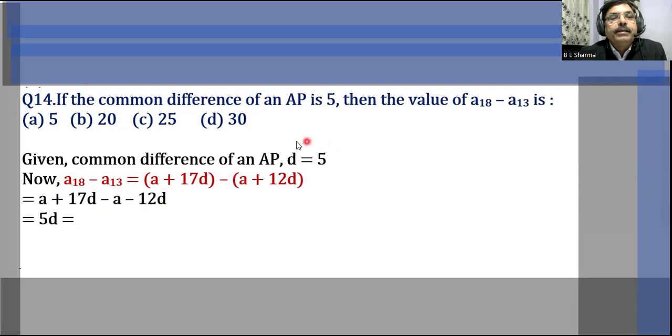What is the value of D? The value of D is 5. Put D equal to 5 here and get the answer. So 5 fives are 25. So C is the correct option.